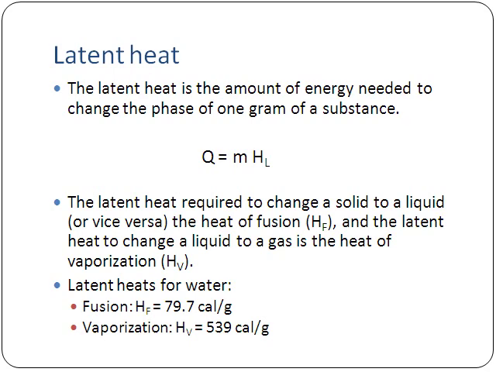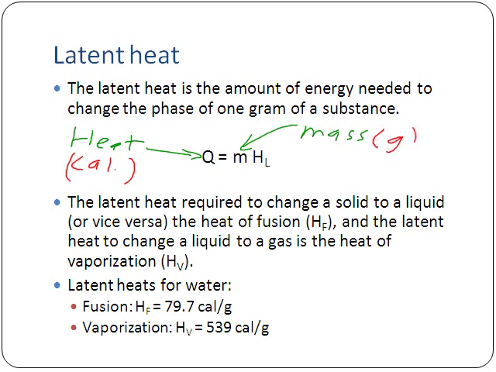So latent heat is defined as the amount of energy needed to change the phase of 1 gram of a substance. And our equation for this is Q equals m H_L. Similarly, Q is energy or heat. I'm just going to call it heat right here. The unit of Q is the same as before, calories, abbreviated cal. M is the same as before. It's just mass, and mass is measured in grams.